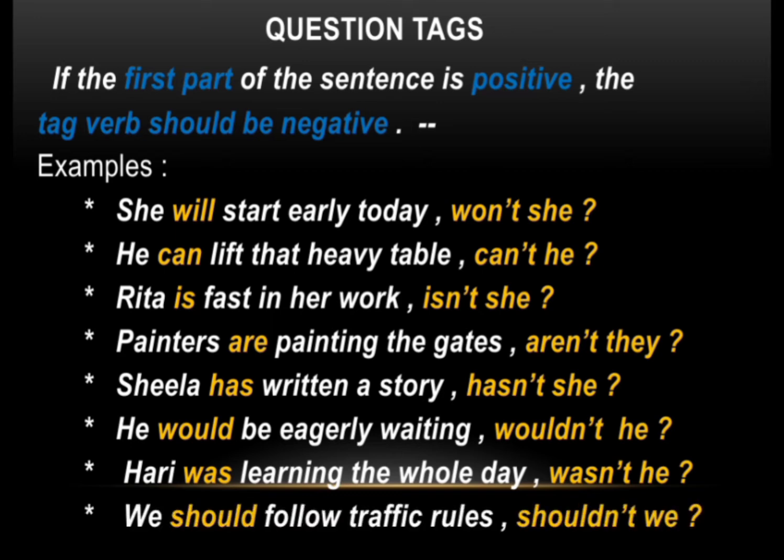We should follow traffic rules. Should is the auxiliary verb, shouldn't is the negative form and we is the pronoun, and so the question tag is shouldn't we. So if the first part of the sentence is a positive sentence, the question tag should be a negative tag.